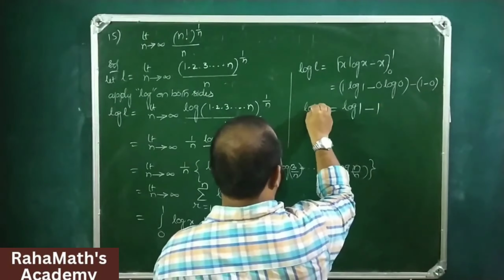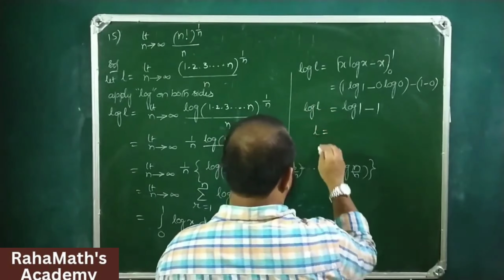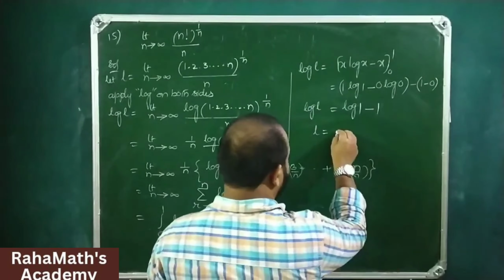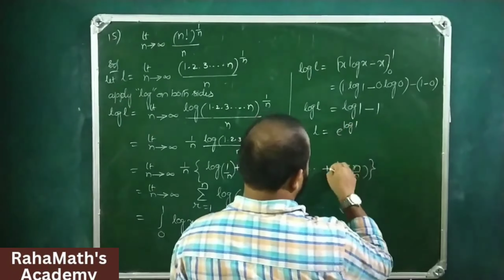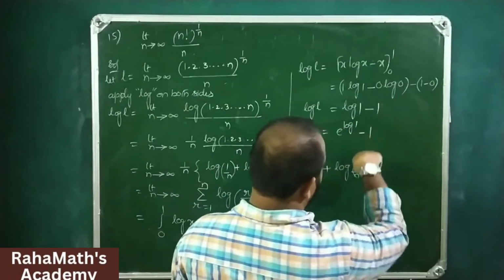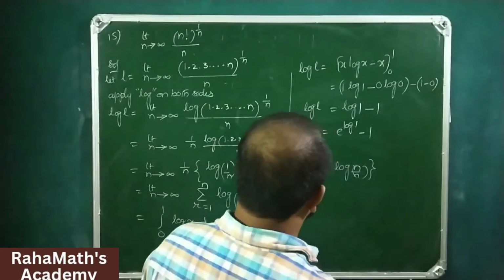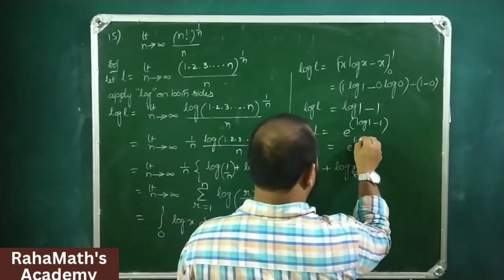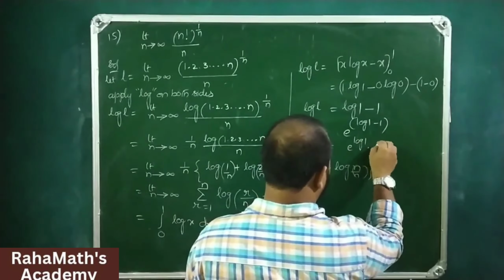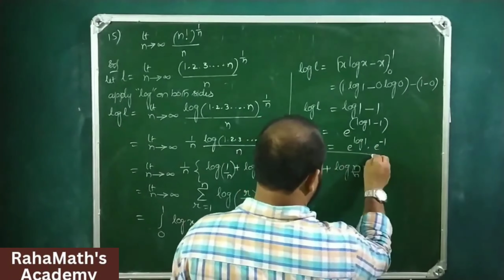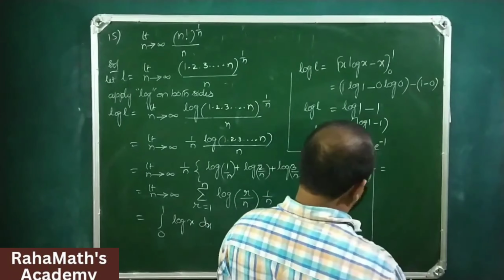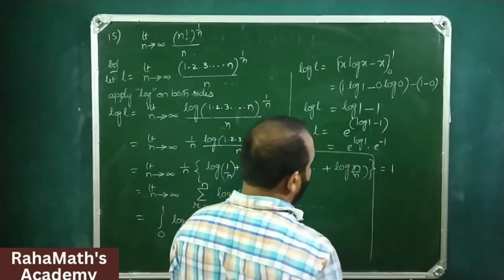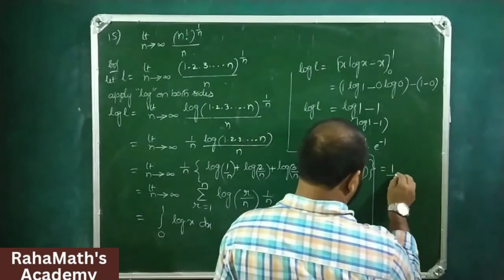Log L is equal to this, so L is equal to, if you shift to that side, e power log 1 minus 1. So this is e power log 1 minus 1, which is equal to e power log 1 into e power minus 1. This is equal to e power log 1, that means this is 1, into e power minus 1, which is 1 by e.